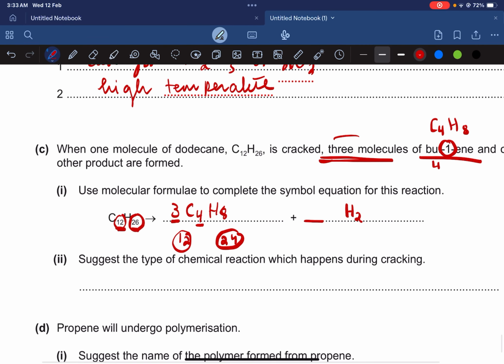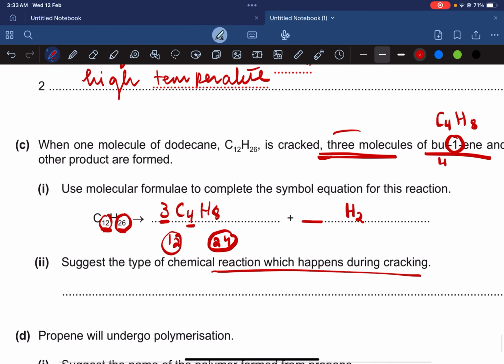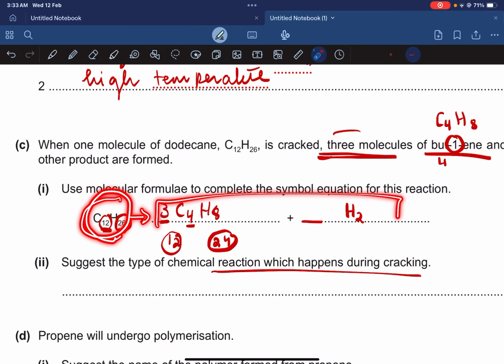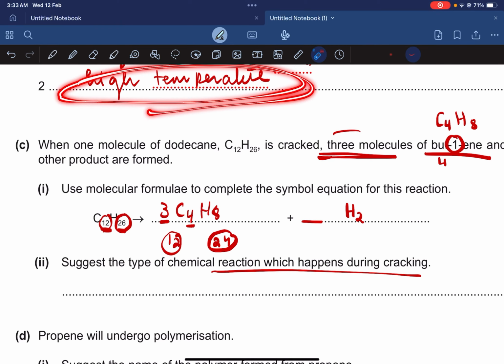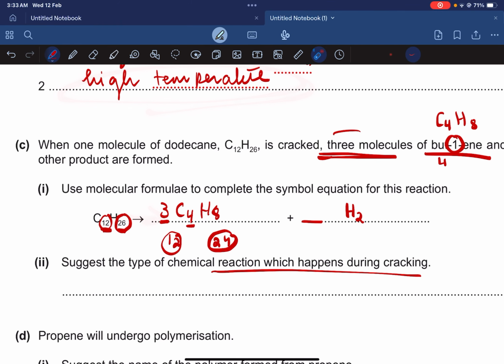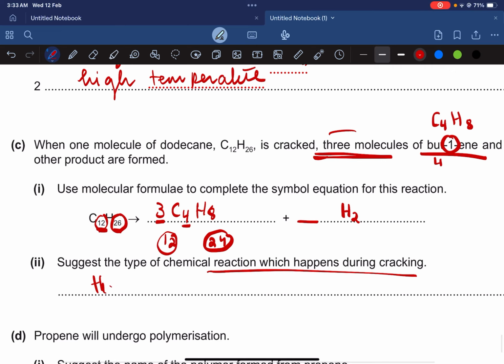Suggest the type of chemical reaction which happens during cracking. In cracking you are taking a large chain hydrocarbon and decomposing it into small chain hydrocarbons. C4H8 is a small chain hydrocarbon. You are taking a large molecule and, by using high temperature, breaking it down. So that's going to be thermal decomposition. Why? Because you're breaking it down into small molecules by using heat.